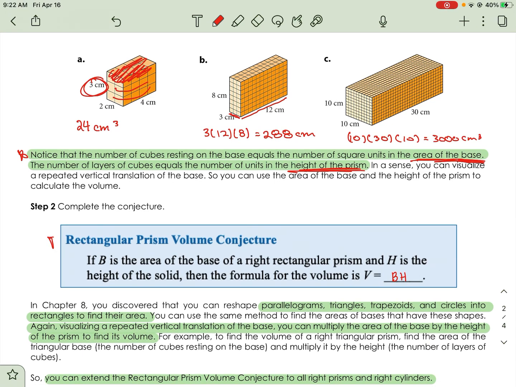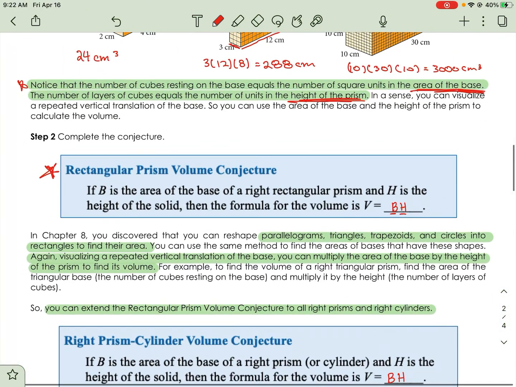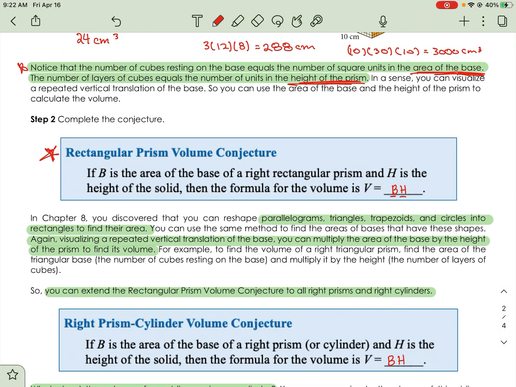And what that allows us to do is to have this equation for the rectangular prism volume. What it says is, if B is the area of the base of a right rectangular prism and H is the height of the solid, then the formula for the volume is V equals B times H, where you're finding the area of the base and multiplying it by the height of the prism. And what we can then do is take that and use it to talk about how to find the volume of any prism that has a parallelogram as its base, a triangle as its base, a trapezoid as its base, or a circle, and a circle would be a cylinder.